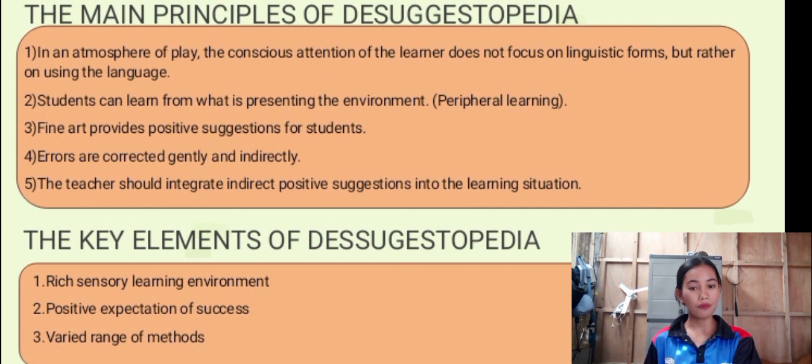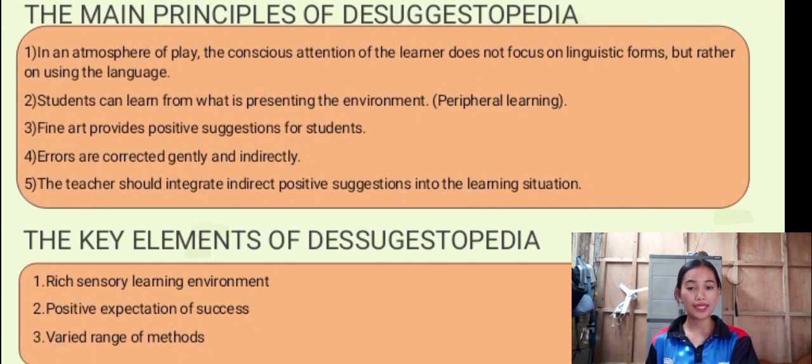Okay, so we also have key elements of the Desuggestopedia. So we have 3. Number 1 is a rich sensory learning environment. So this helps students to engage senses like touching, hearing, seeing or sight, to enhance learning experiences by catering to diverse sensory preferences and providing varied learning experiences.